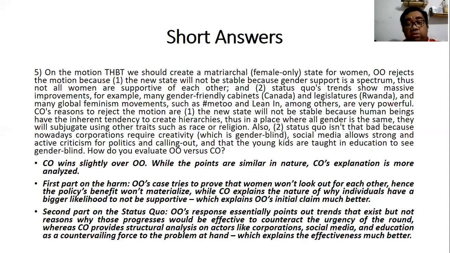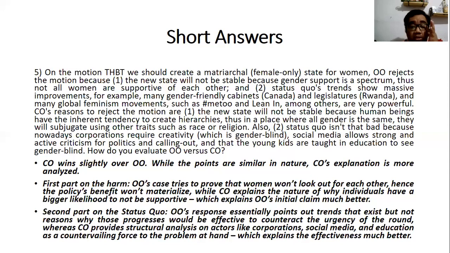Now, in comparison, closing opposition explain the likelihood, which is the nature on why individuals are probably not going to be supportive because of the concept of hierarchies, the idea of them wanting to dominate and get power. And we think that this explains opening opposition's initial claim much better because opening opposition just asserted that women simply won't look out for each other, but there were no structural reasons why that would be the case. It was in closing opposition that there was an attempt to argue that. And so that's why we felt closing opposition had a slight advantage over opening opposition.